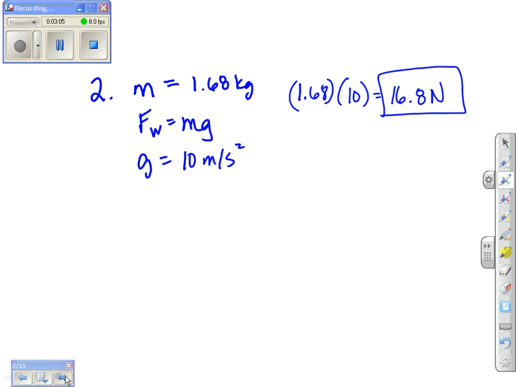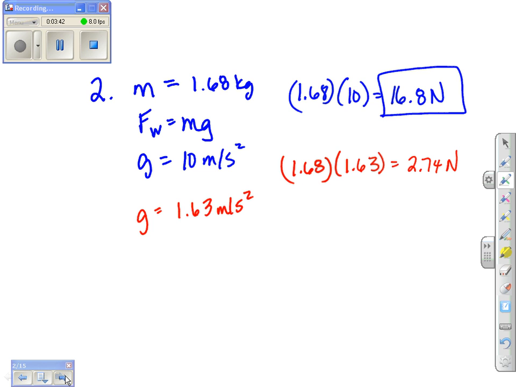It then tells me what would be the weight of the book on the moon, if gravity on the moon were 1.63 meters per second squared. Well, then we use the same formula, but instead we're going to take the mass of 1.68 and multiply by the gravity on the moon, which is 1.63. And when we calculate it out, sorry, that should be 2.74 newtons. And so that's your B.